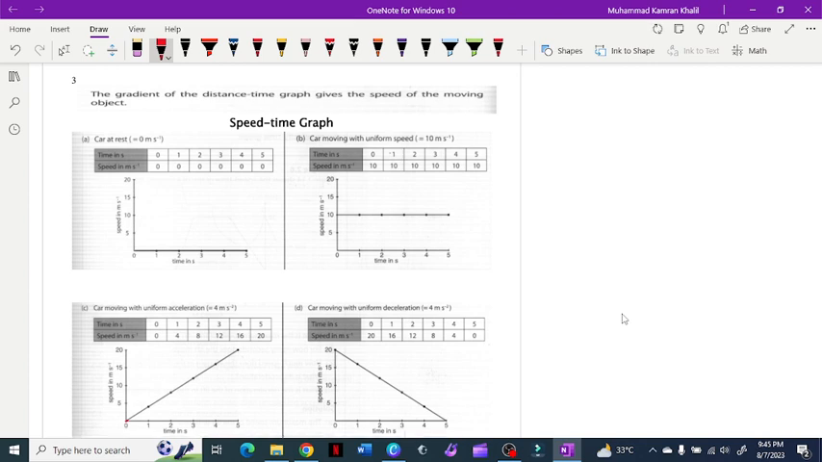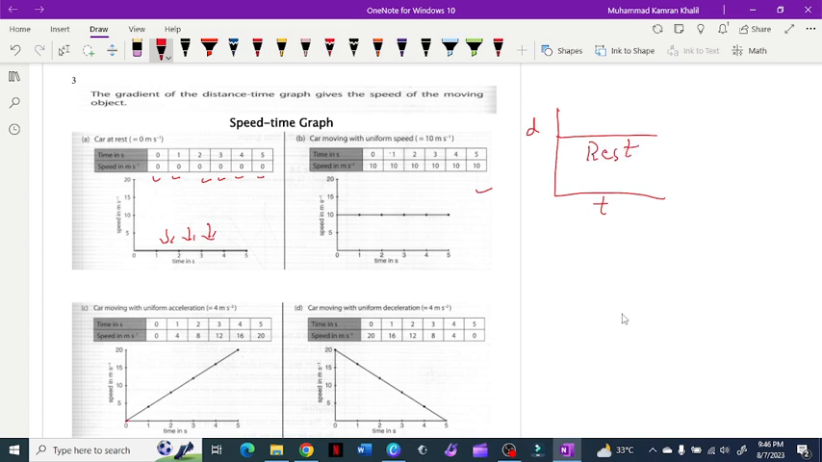So graph number 1, you can observe the values, all the values are 0, it means the object is at rest. You can see a very thick line on the x-axis. So this is the graph for velocity time when the object is at rest. Now the second graph, this is similar to the distance time graph shape. The distance time graph shape was like this, the distance and time. In this graph, that represents the object is at rest.